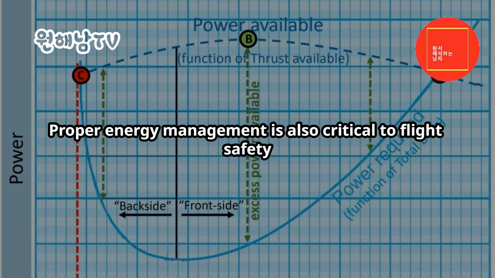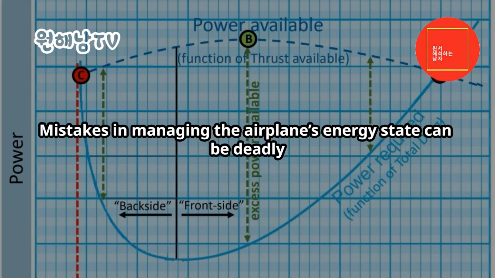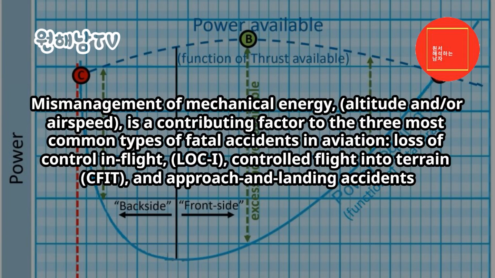Proper energy management is also critical to flight safety. Mistakes in managing the airplane's energy state can be deadly. Mismanagement of mechanical energy, altitude and/or airspeed, is a contributing factor to the three most common types of fatal accidents in aviation: loss of control in flight, controlled flight into terrain (CFIT), and approach and landing accidents.